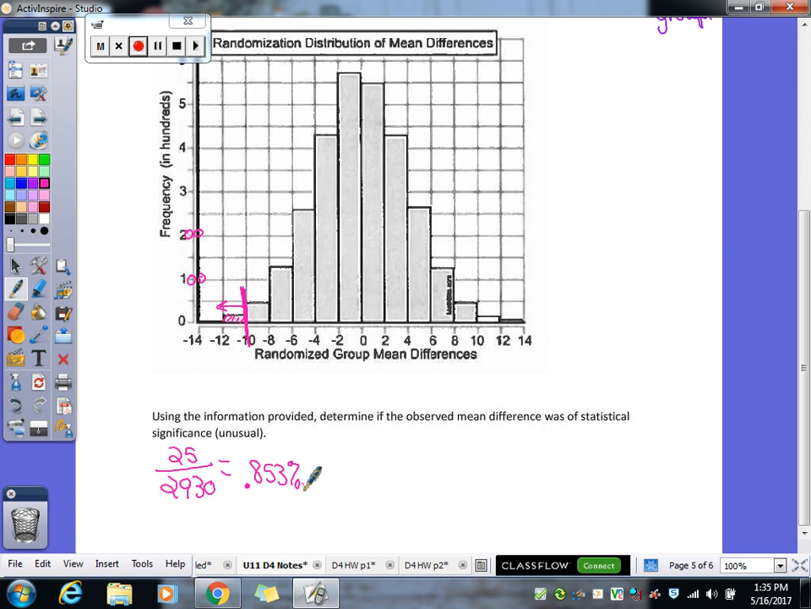So would this be statistical significance? Is this an unusual value? Is it less than 5%? Yes. So this is an unusual value. So it is statistically significant.